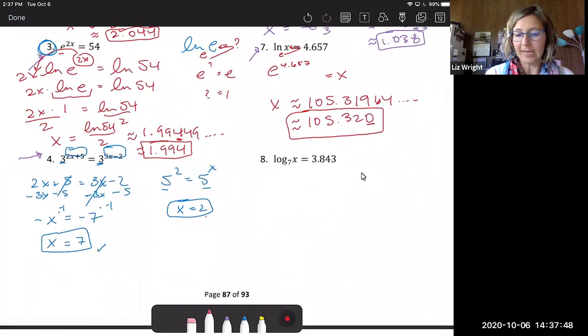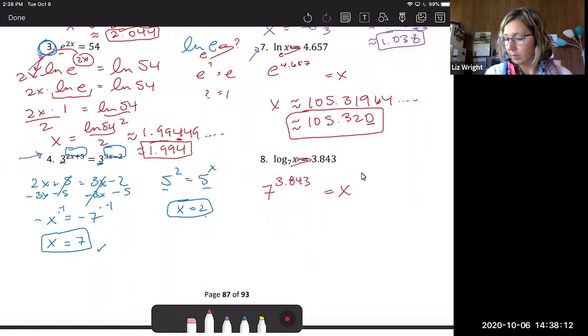All right, number 8. What do you think we should do? How should we solve for that argument? I'm hoping you're saying convert it. And you would be right. So we're going to have 7 to the 3.843 equals x.